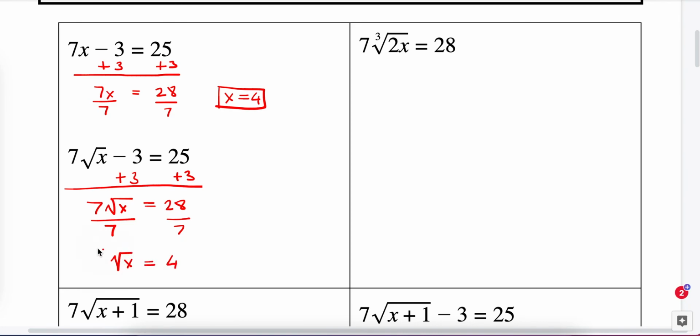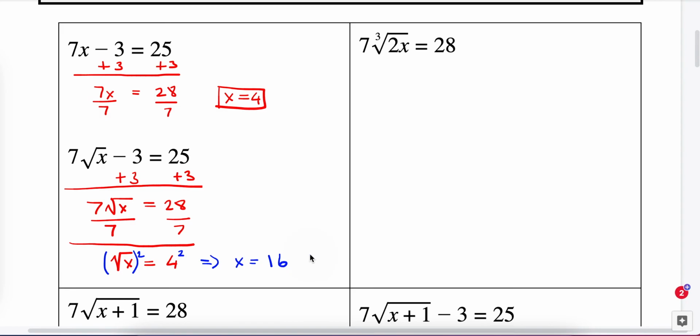Now, with the square root of x equals 4, the inverse operation to square roots is raising to the power of that root, or that radical. In this case, our index is a 2. You don't see it because it's a square root. So we're going to raise both sides of this to the power of 2, and we get x equals 16. One last step.